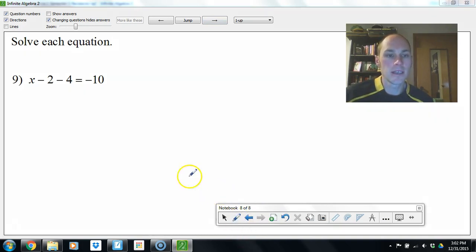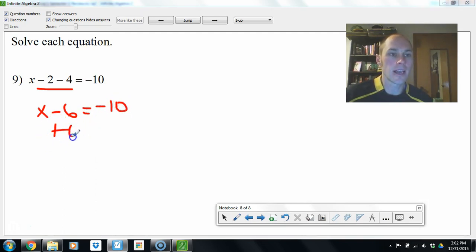Next one here, I have x minus 2 minus 4. I can combine these like terms together and get x minus 6 equals negative 10. And then to get x alone, I can add 6 to both sides. So I can get x equal to negative 4.